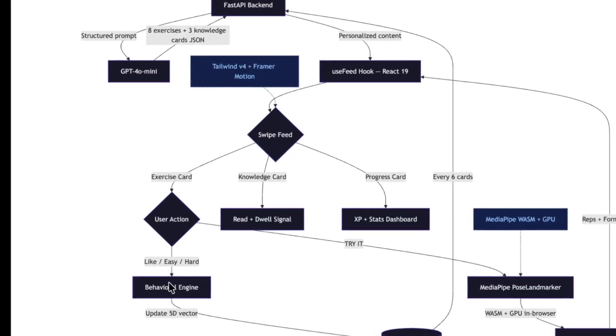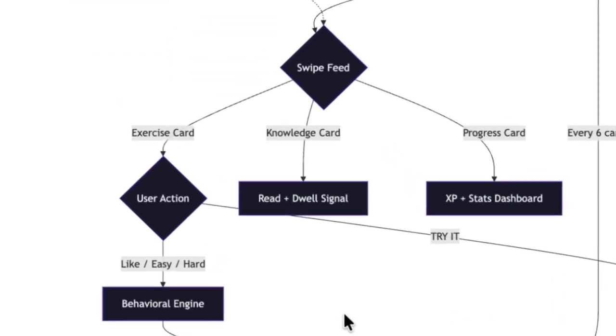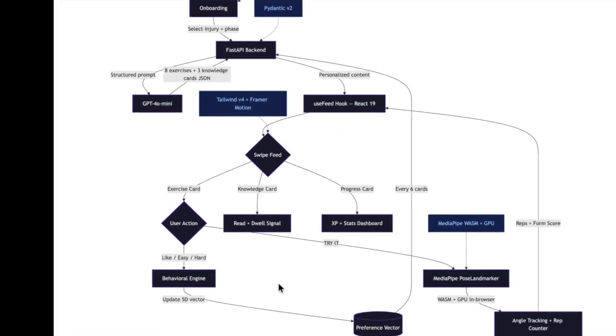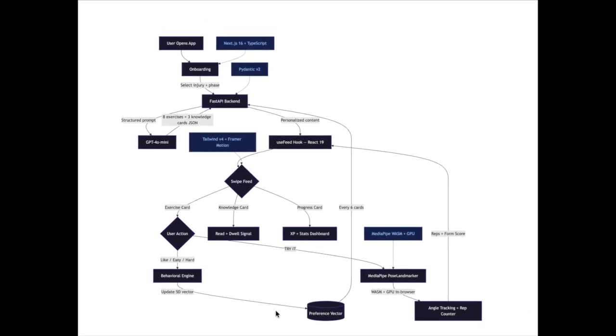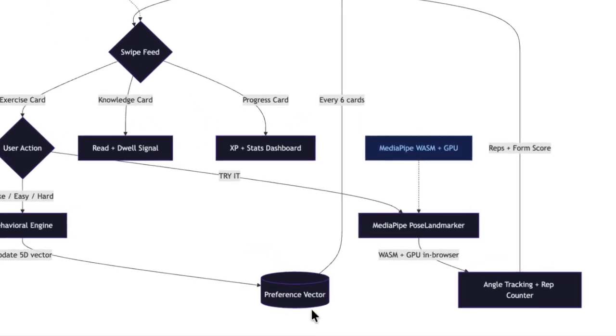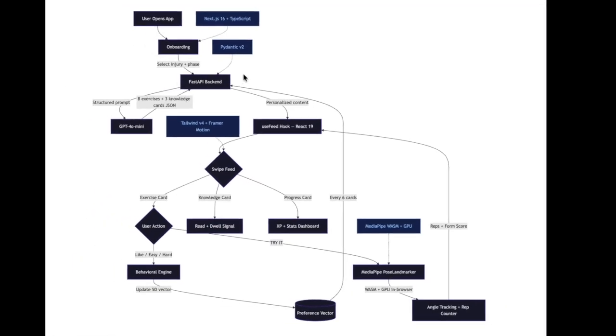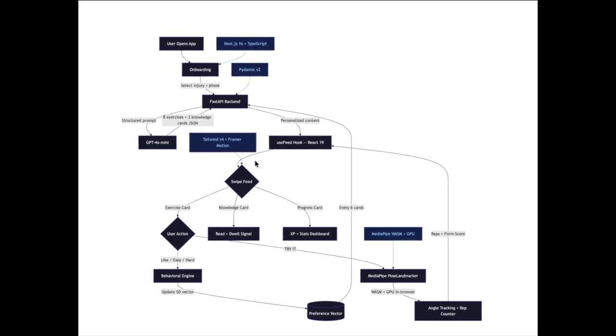As the user interacts, our behavioral engine picks up on two types of signals: explicit ones like liking the exercise, saying it's too easy or too hard, and implicit ones such as dwell time and clicking interactions. Those signals update a 5-dimensional preference vector clamped between 0 and 1 with a learning rate of 0.1, and every 6 cards this updated vector gets sent back to the backend to regenerate the feed, continuously adapting.